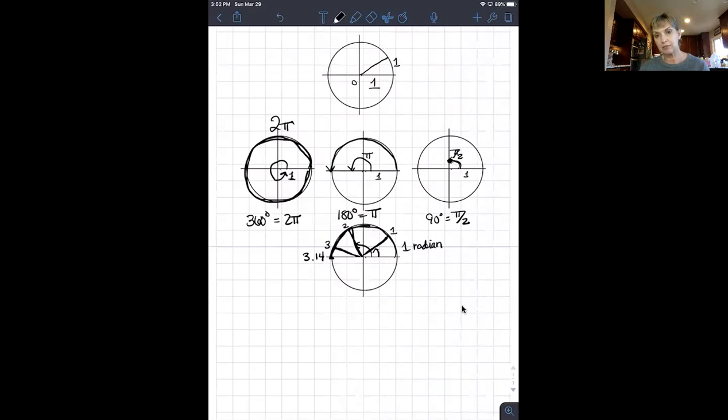But the thing we're mostly going to be doing in this little section here, and what you'll be doing on your assignment that goes with this section, is converting between degrees and radians. So how do we do that? How do we convert between the two?